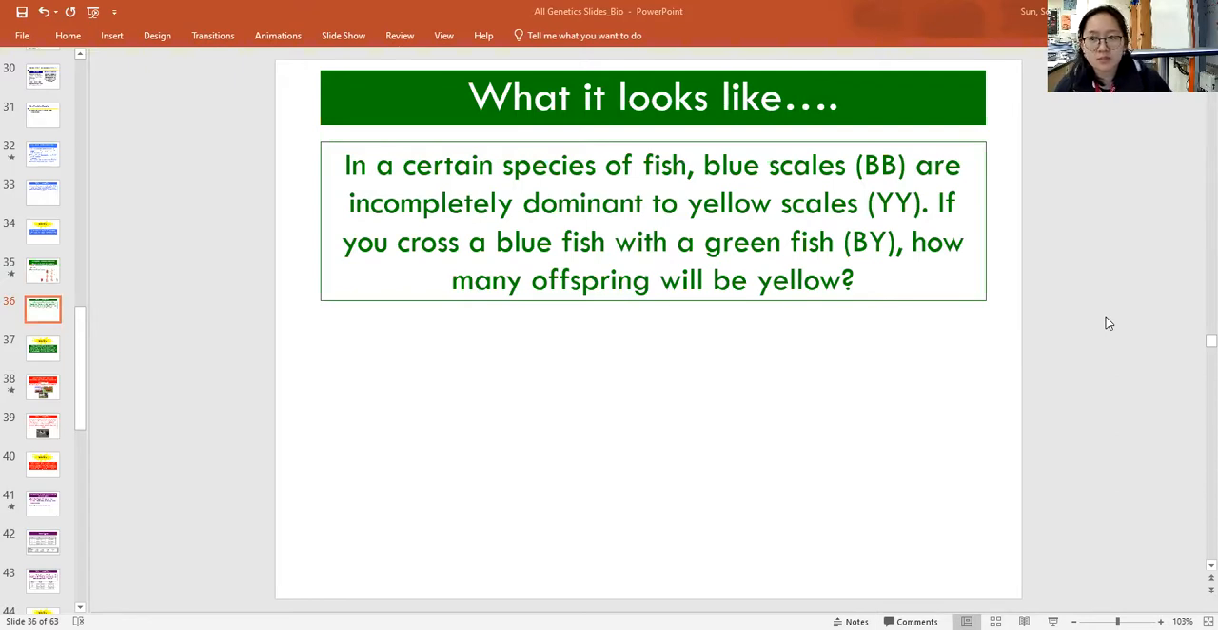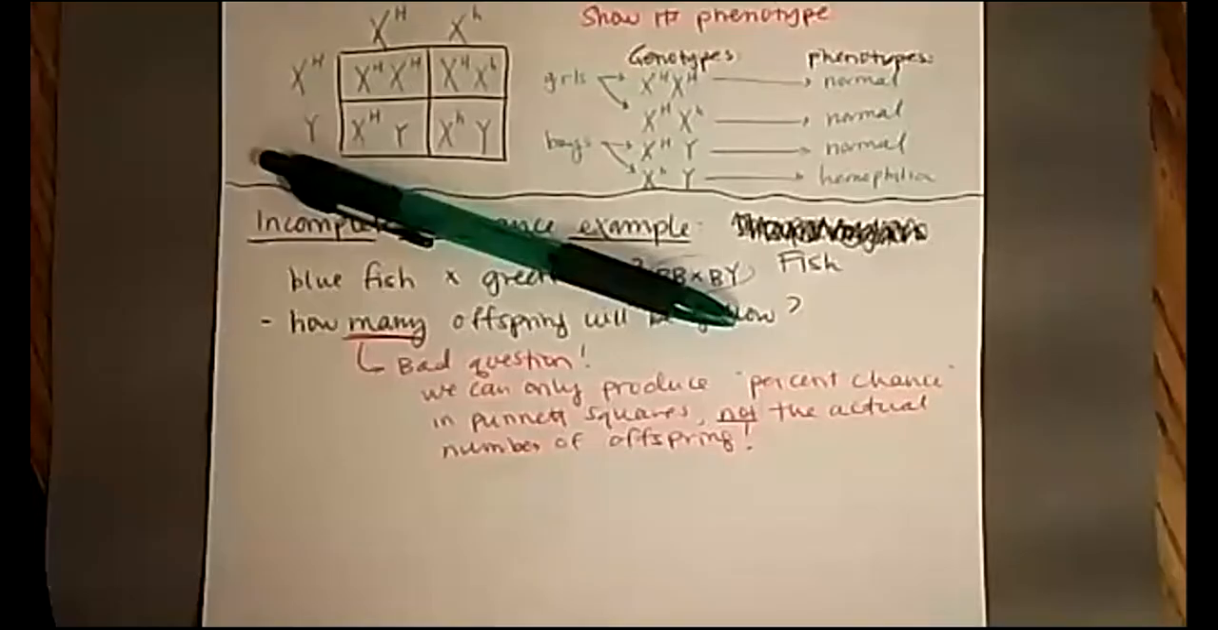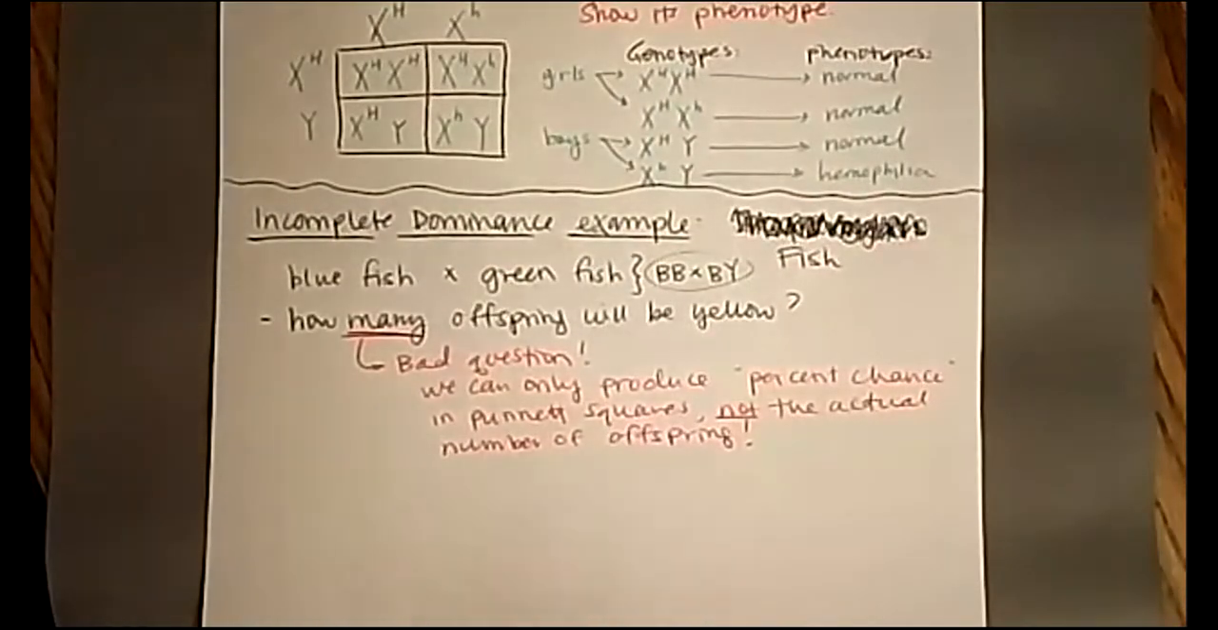Now, I want to make a note on the question as I transition to showing you the workspace that I'm working on. The question said, how many offspring will be yellow? And that's a bad question. You won't be asked that on the STAAR. You can only predict a chance in Punnett squares. You can't tell me how many. How many kids you have, how many kids another couple has, how many offspring an animal or plant species makes out of a pairing, you cannot tell. You can only tell the percent chance when the next offspring is born or hatched or made. What is the chance that it will have this or that phenotype?